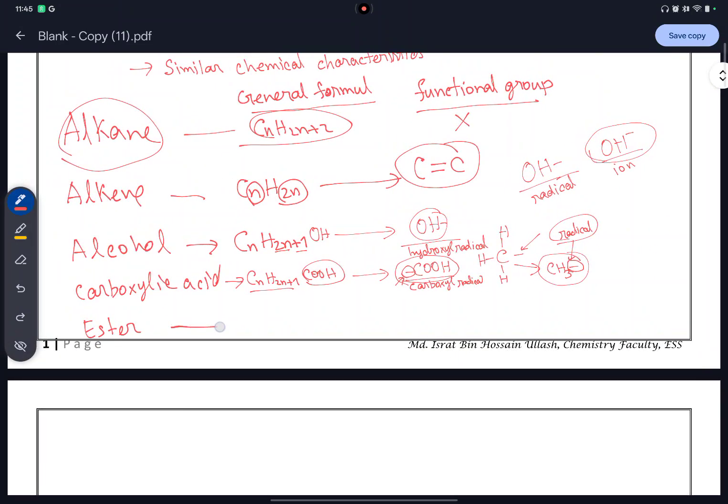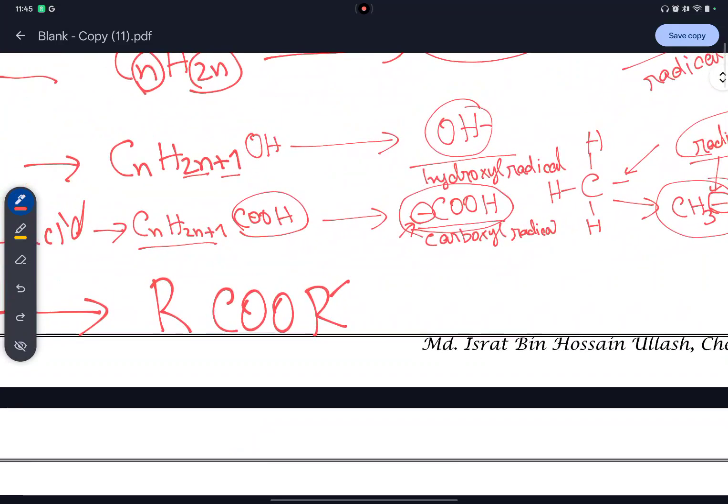Let's move to the next one. So ester will be CnH2n plus 1, or we can say something like this: R C double O R prime. This R means alkyl radical. This one also means alkyl radical. We are coming to alkyl radical a few moments later. Now, the functional group. The functional group is this one, bond C double O R.